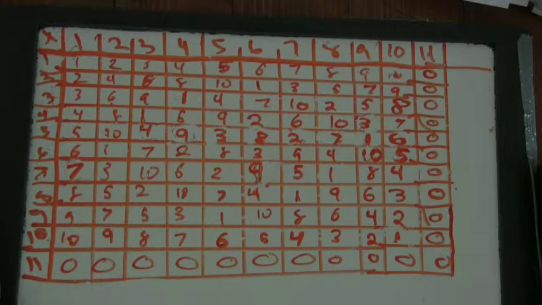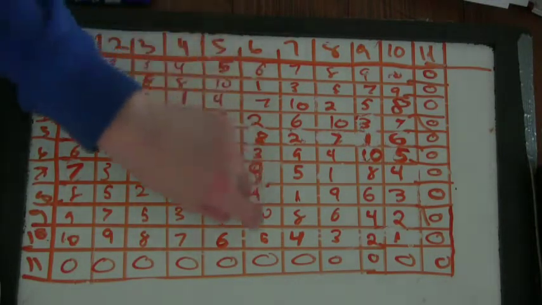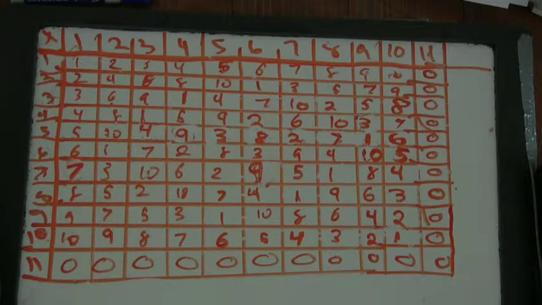Let's try it for 6. 6 times what equals 1? 6 times 2 equals 1. So 6 times what should equal 2? It should be 4. And here it is. Nice.